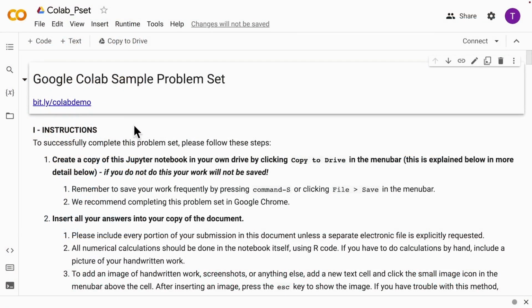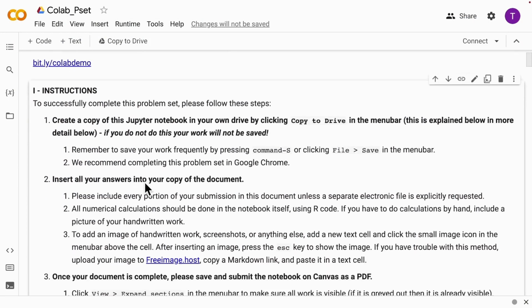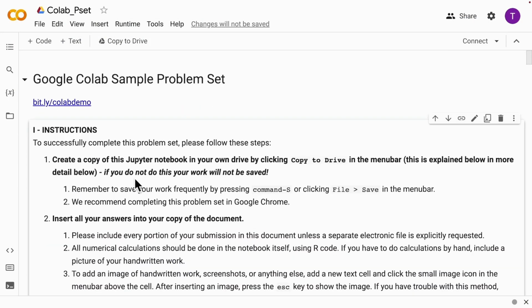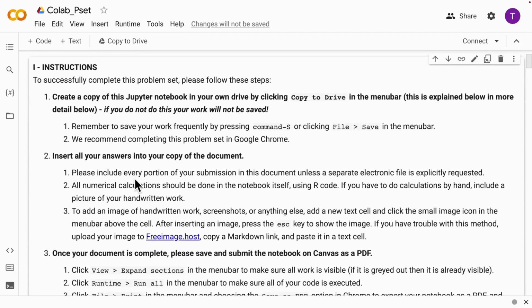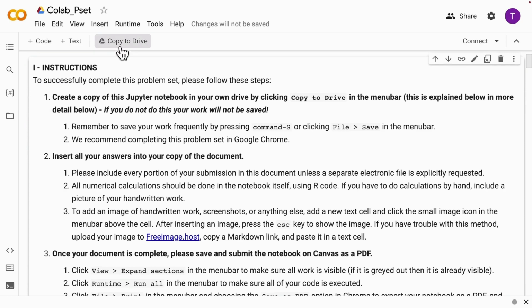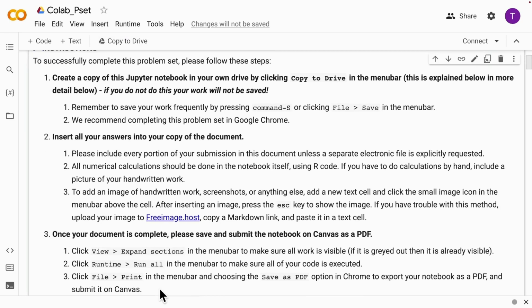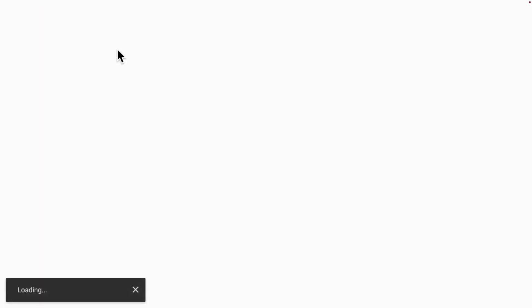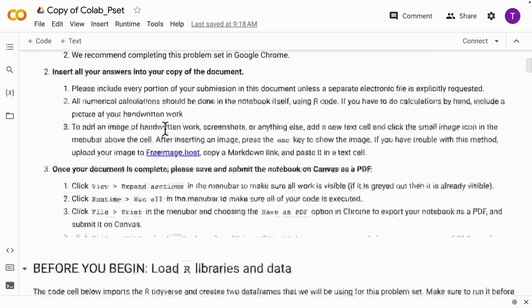So here's what a Colab notebook looks like. As you can see, we have all these different text cells, and you can double-click into a text cell to get the formatting options. Here are some instructions that we provide students for every problem set about saving a copy of this to their own drive and inserting images and things like that. So we'll click Copy to Drive to make sure it gets copied to their own Google Drive.